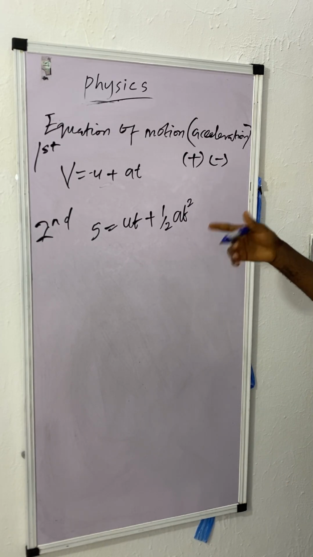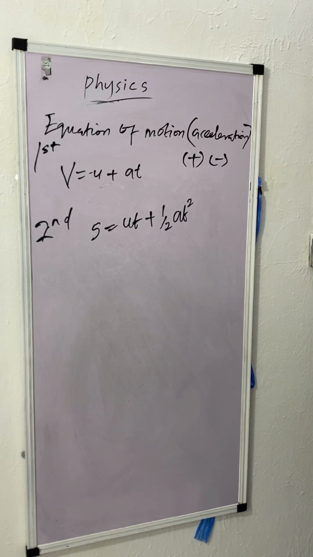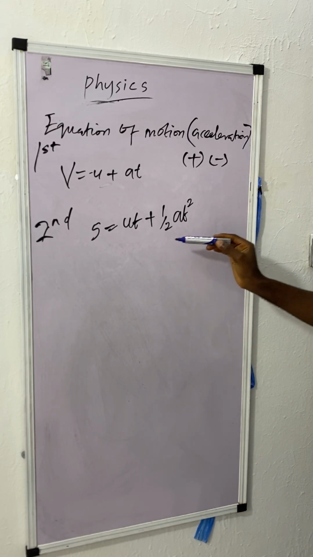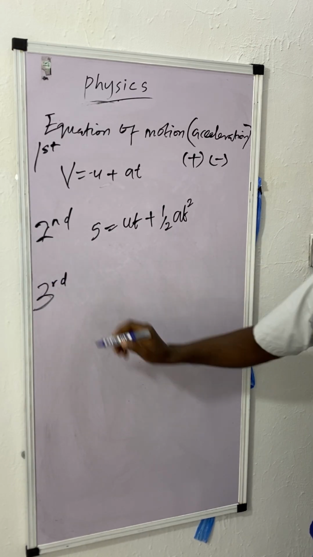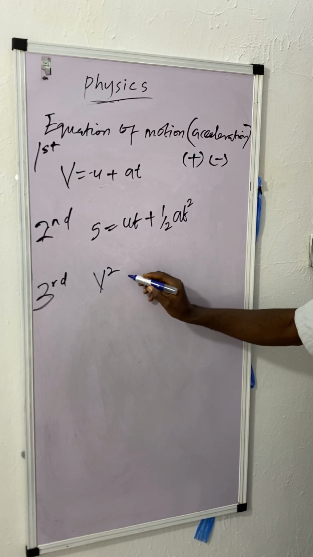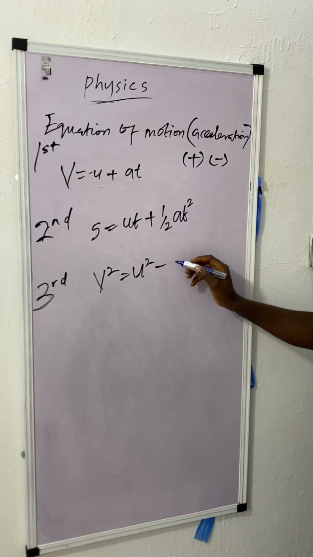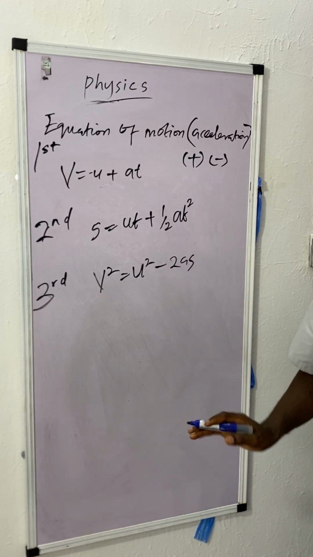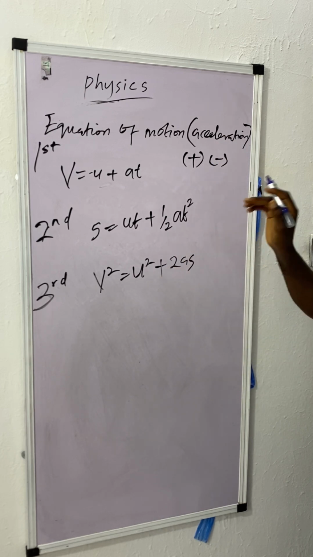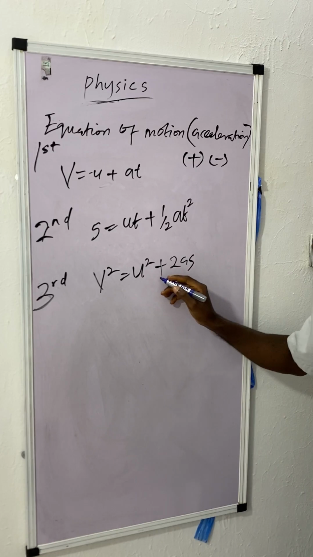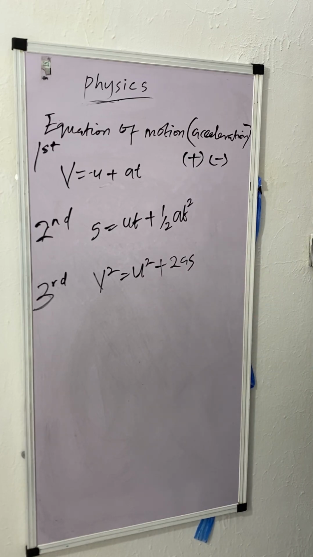We already spoke about their components, what they all represent, their coefficients. S here stands for distance. And if you are calculating deceleration or decelerated motion, you use minus instead of plus. Then the third and final equation of motion is v squared equal to u squared plus 2as, since we are calculating accelerated motion. If you are calculating deceleration, we use minus. Just like that.